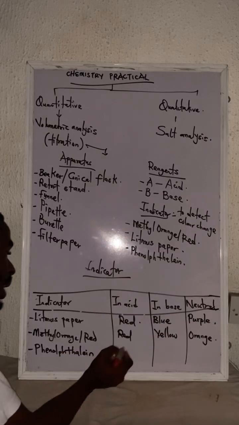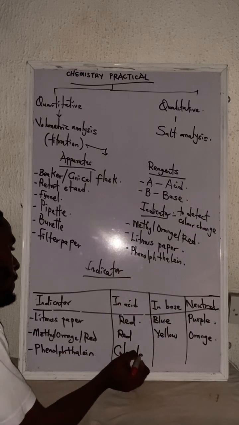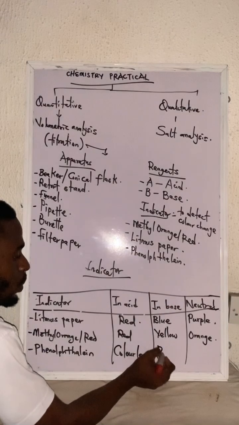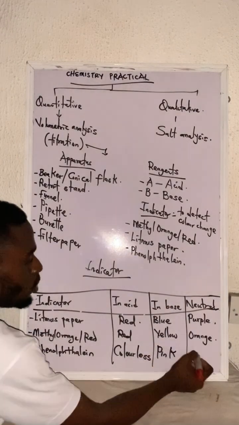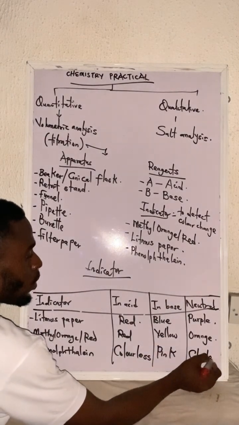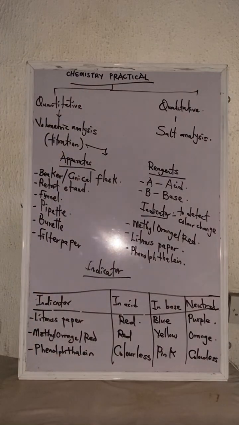So phenolphthalein, if you put it in an acid, is always colorless. If you put it in the base, the color is pink, and at the end of the reaction, you always have a colorless color. So these are the color changes you also need to know.